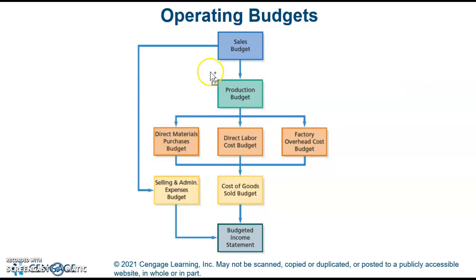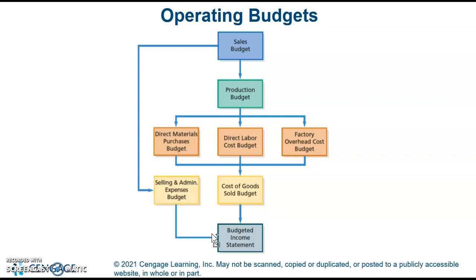All right, let's look again at the operating budget. First we need to know how much we expect to sell, so that we know how much we need to produce, and then how much we'll need to produce is going to tell us how much direct materials, direct labor, factory overhead we need. And then that's going to be the total amount we expect for cost of goods sold. And then we also have our selling and administrative expenses budget, which happens outside of our factory. And then all that goes into our budgeted income statement. So we need all that information to make our budgeted income statement.